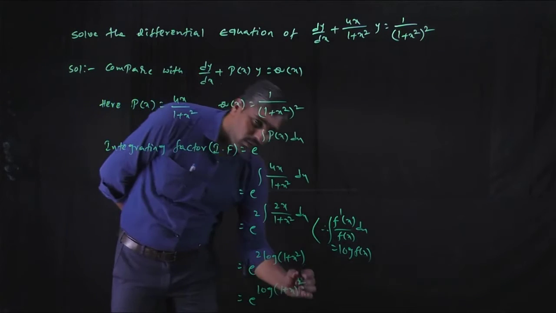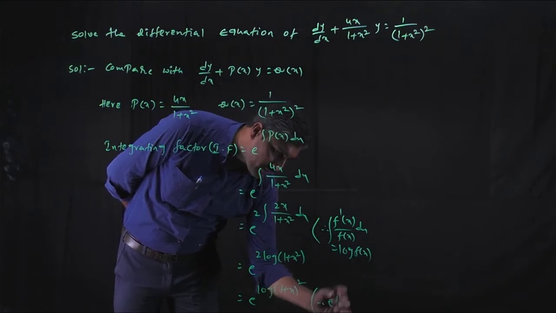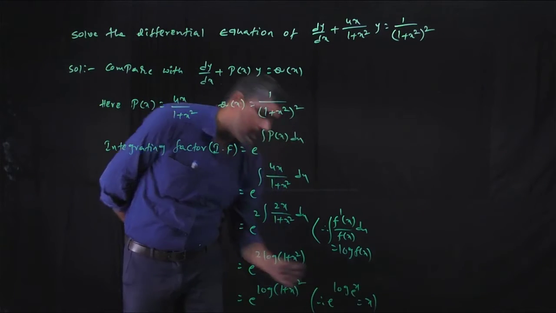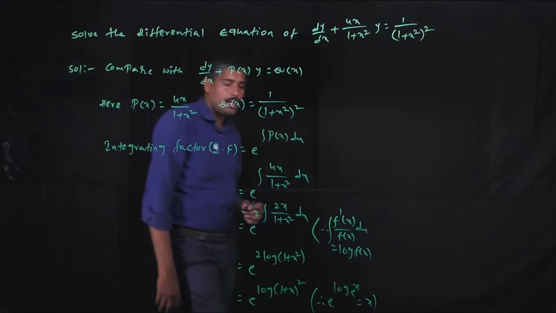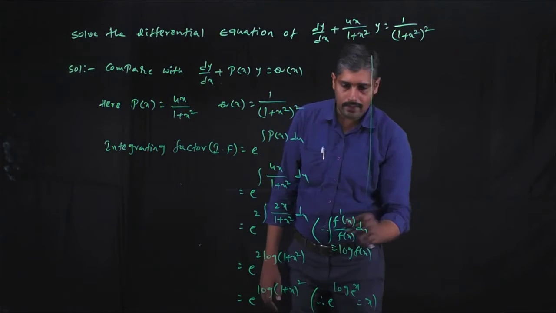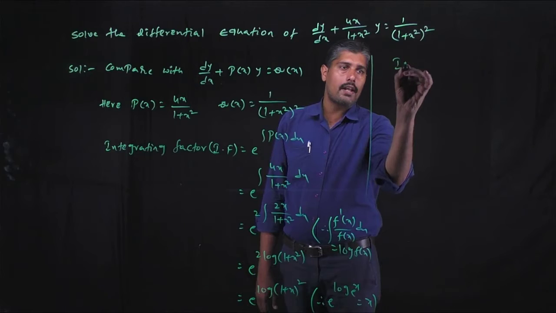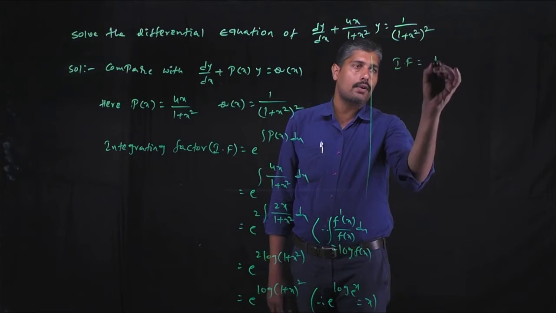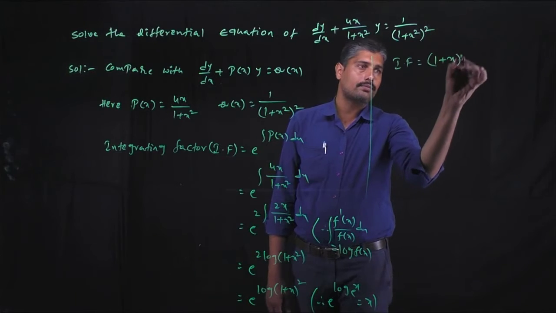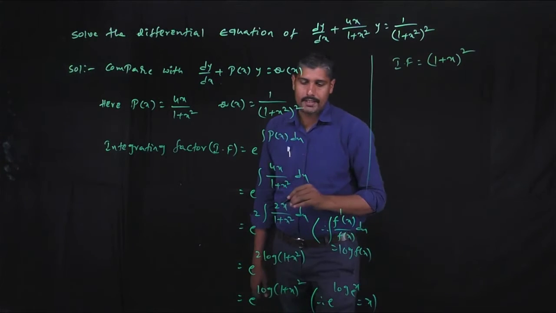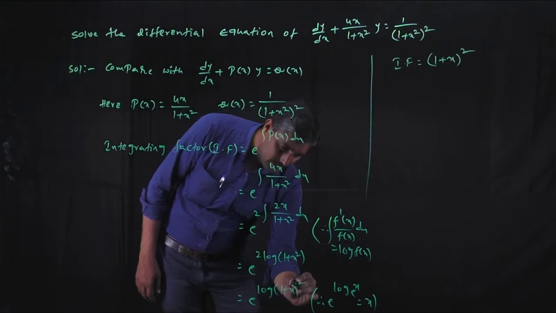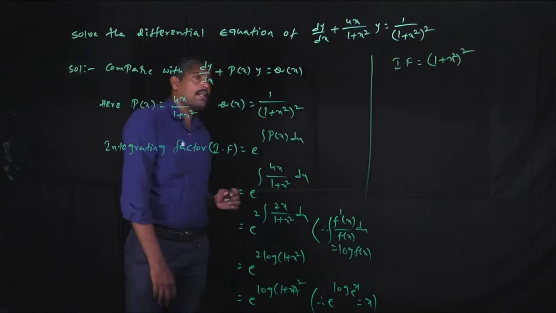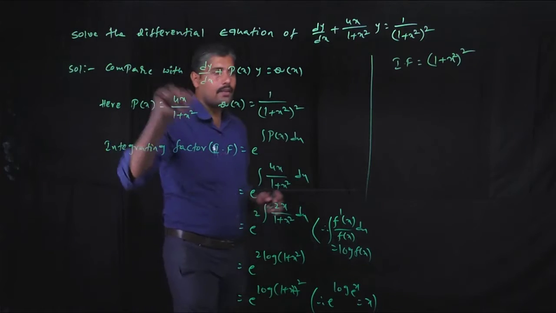We know one formula, that is e power log x base e equal to x. That's why here integrating factor IF equal to e power log of 1 plus x square whole square, that is equal to 1 plus x square whole square. Okay, that is the integrating factor. Right? Then solution.